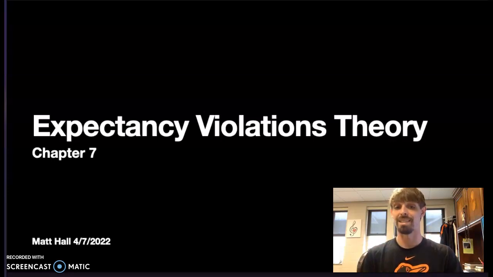Expectancy violations theory. This is chapter 7 from our textbook. So, what is expectancy violation theory? We are told by Griffin from our textbook, printed in 2012, that expectancy violation theory is a theory that looks into how individuals respond to unanticipated violations of social norms.